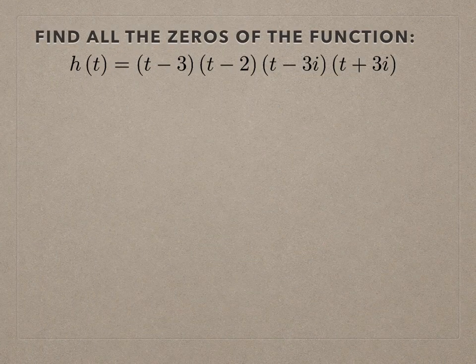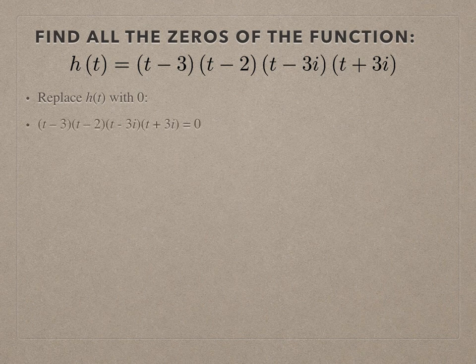We'll do another example. Here we can kind of get a glimpse that there's going to be some complex roots because I see that there's an i term already. The function is given to us in factored form. So we're going to replace h of t with 0. And we'll write t minus 3 times t minus 2 times t minus 3i times t plus 3i, and we'll set that equal to 0.